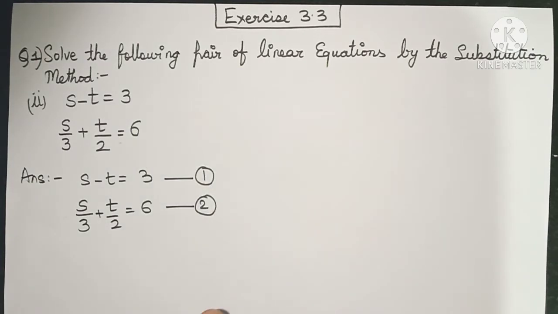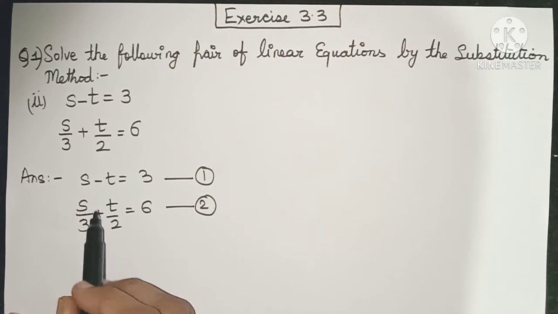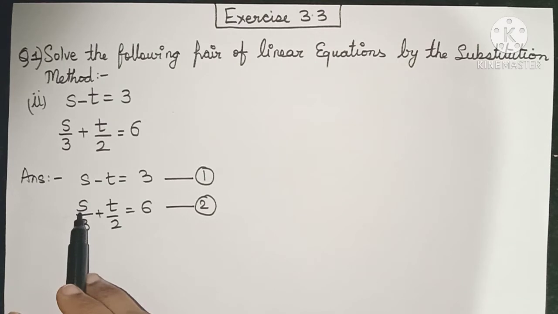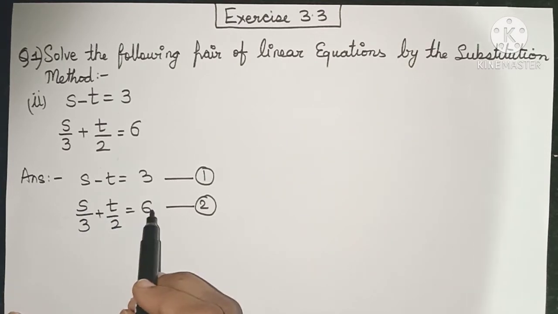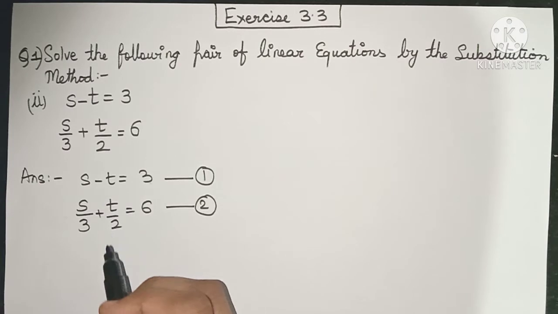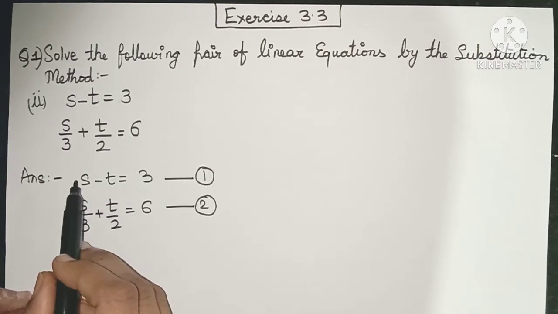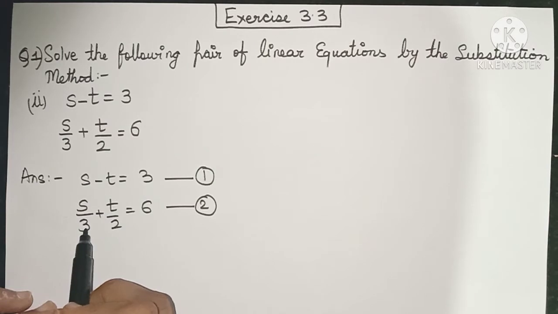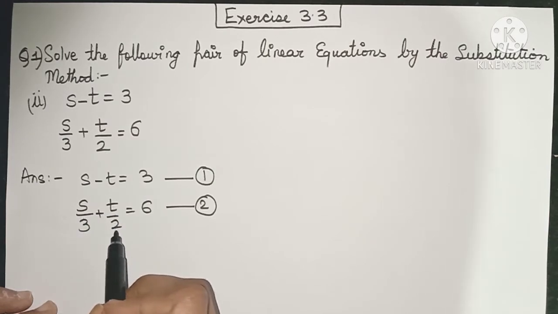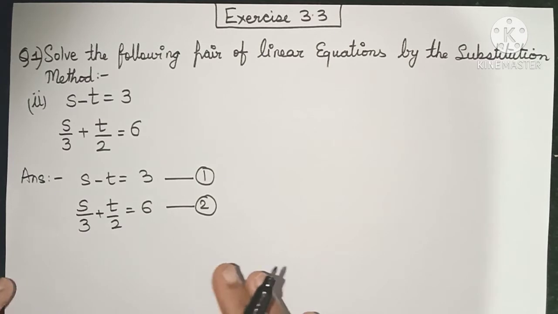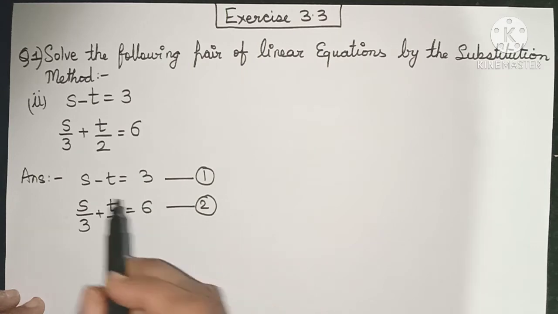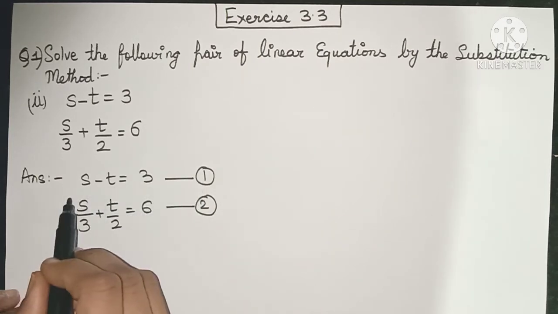So friends, it's important to choose the correct equation. Now if you see these two equations, one is s minus t equal to 3. The other one is s/3 plus t/2 equal to 6. So which equation is easier? Obviously, you will see that here there are very simple coefficients. 1 is there, minus 1 is there. It's very easy to handle this equation. Whereas here you have s/3, t/2. So when I use this equation, I will get the correct answer, but it will be tougher for me. So which one should I choose? Definitely, I will choose equation 1 because it is easier.